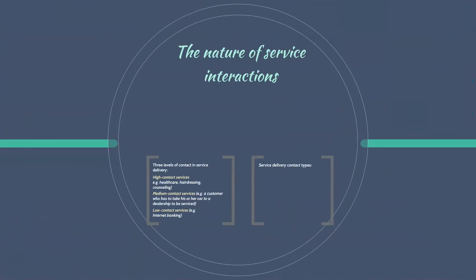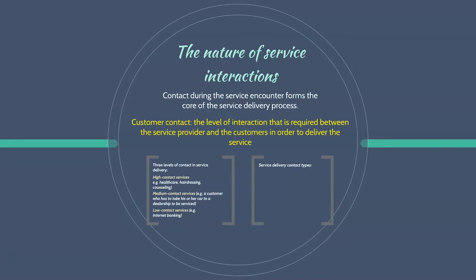We start with the nature of service interactions, referring to the contact during the service encounter, which forms the core of the service delivery process, and this will ultimately determine whether it was successful or not. If we have a look at understanding customer contact, this is the level of interaction that is required between the service provider and the customers in order to receive or deliver the service. And we will refer to 3 different levels specifically.